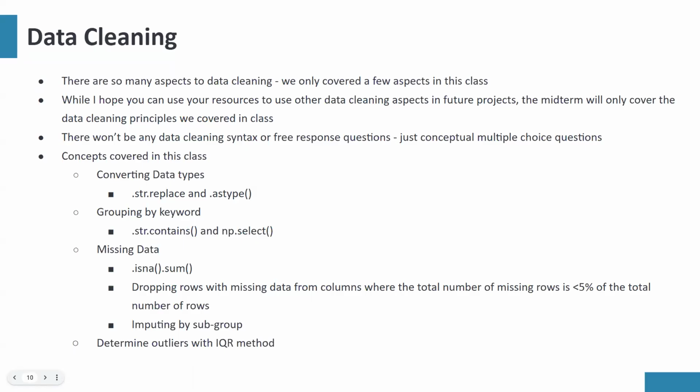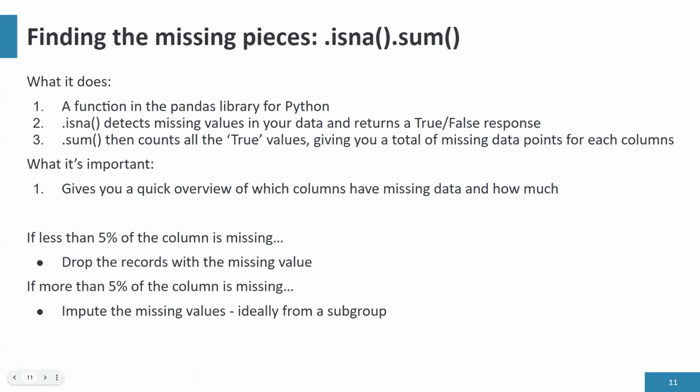So we're gonna go through each of those. First off, finding the missing values. We use dot isNA dot sum. Dot isNA will return true or false if the value is missing, and then dot sum will sum up those trues, and so return the count of what values are missing.